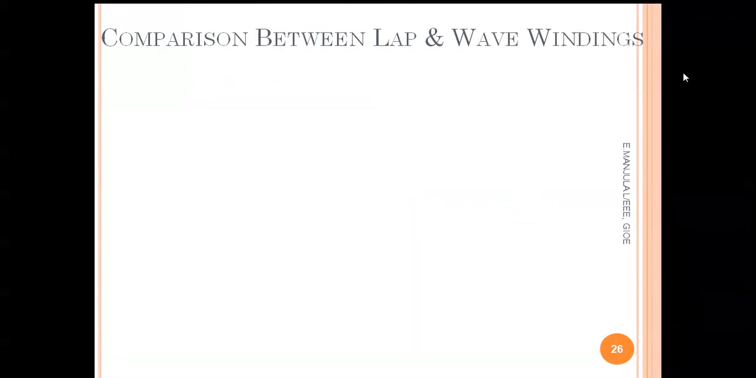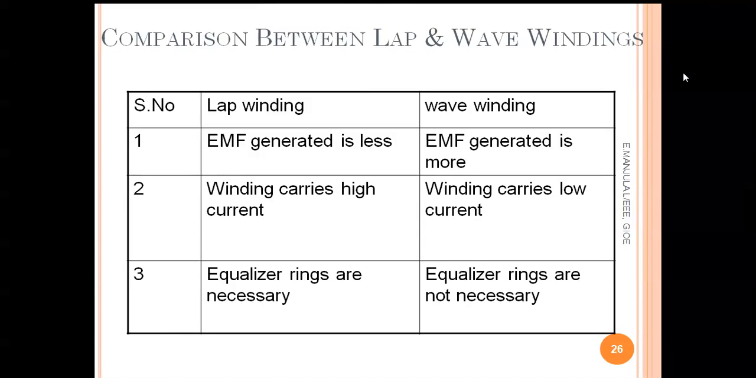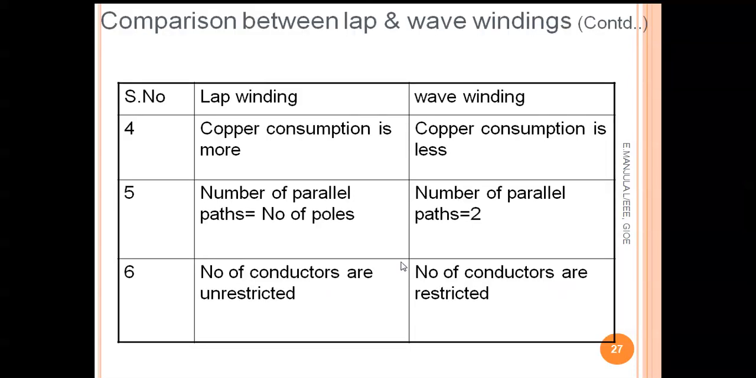Okay, so we will see now the comparison between the lap and wave winding. First point: EMF generated in the lap winding is less when compared to wave winding. So EMF generated in wave winding is more. That is the first difference. And the second difference is lap winding carries high current, whereas wave winding carries low current. And third difference, equalizer rings are necessary in the lap winding. Equalizer rings are not necessary in the wave winding. The fourth point, copper consumption is more in lap winding and less in wave winding.